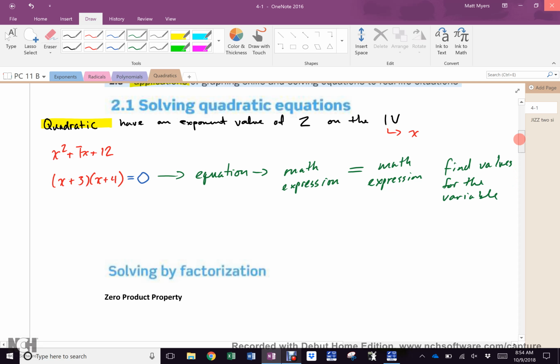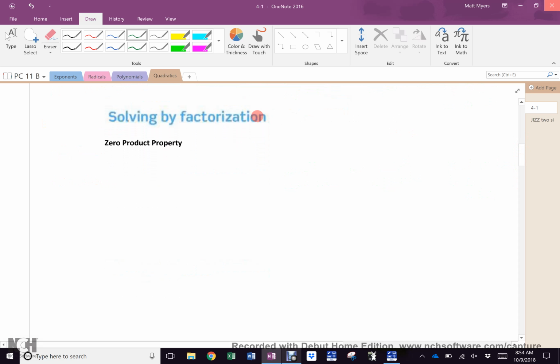So, let us move on then. We're going to start solving by factorization. The first one we talk about is the zero product property. That's the one you already know. The zero product property states that A times B equals 0. What do you automatically know about either A or B now? A or B has to be 0, right? Either A or B must equal 0. Does everyone understand that?